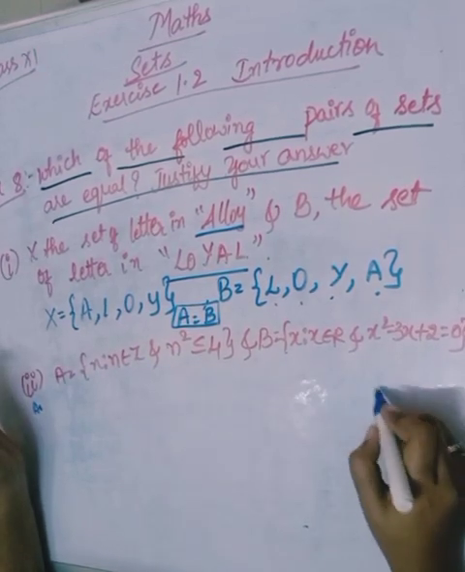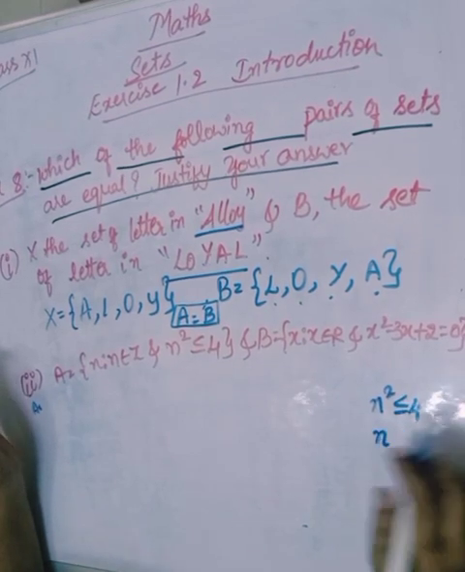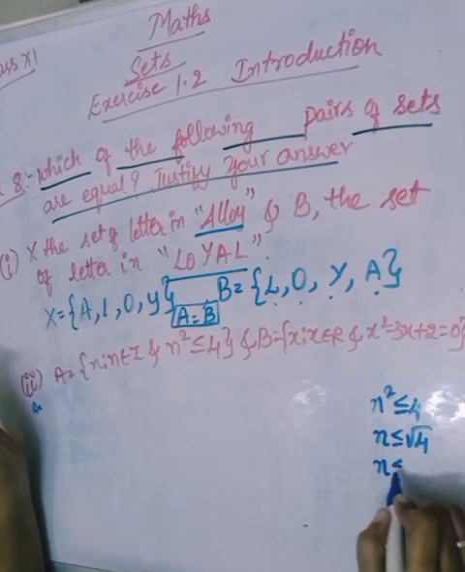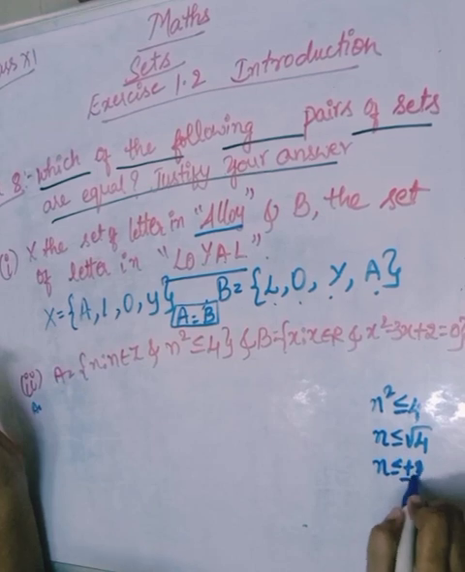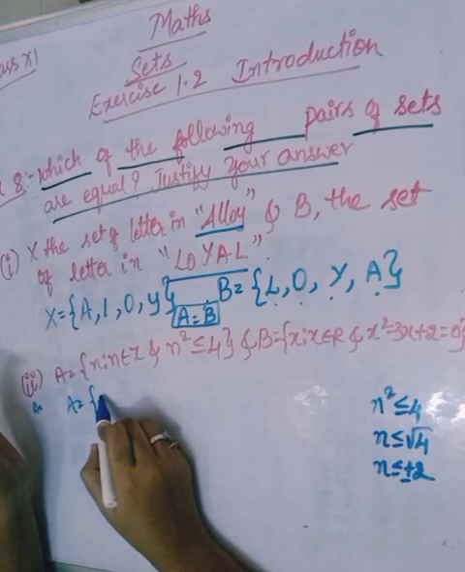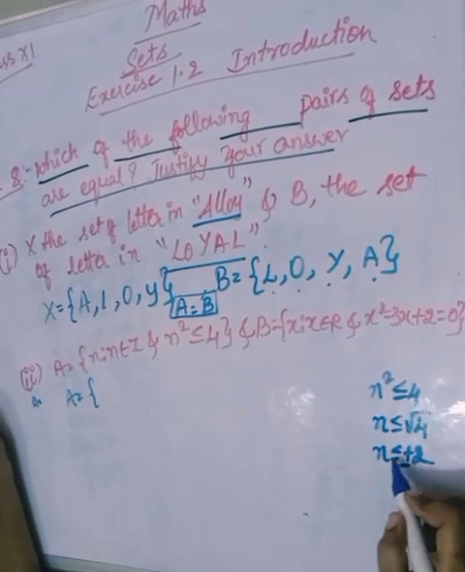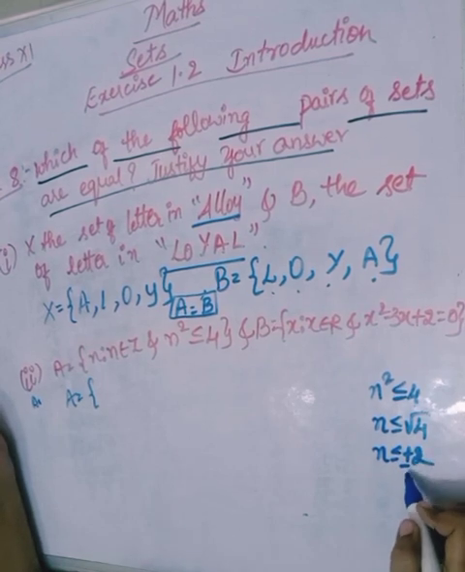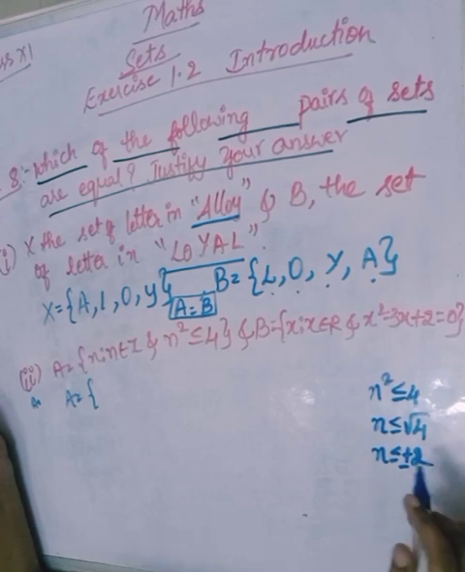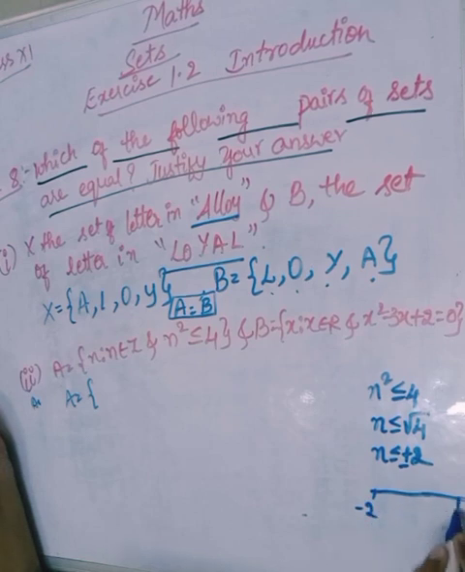So n square less than or equal to 4. If you simplify it, you will get square root of 4, that is plus or minus 2. So therefore we can say the A set, what we are getting as the answer... here one thing you need to observe properly. They said n less than or equal to plus or minus 2. We don't have only equal, we have less than or equal to. Less than or equal to means it may be equal, it may be less than. That means here we have a minus 2 and here we have a plus 2.